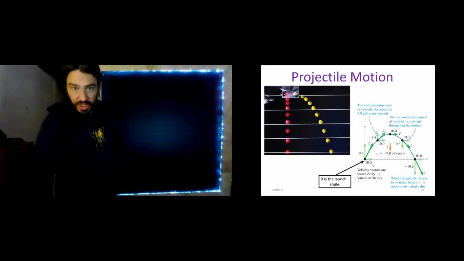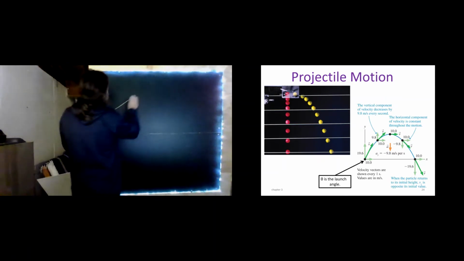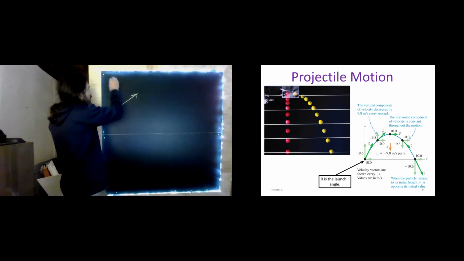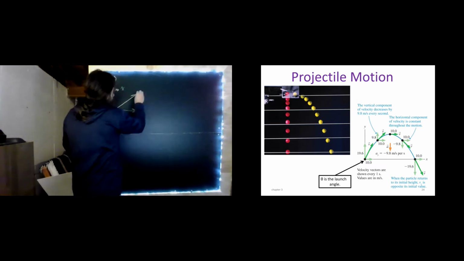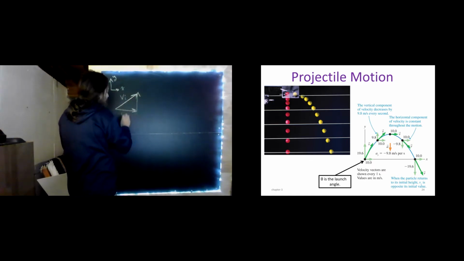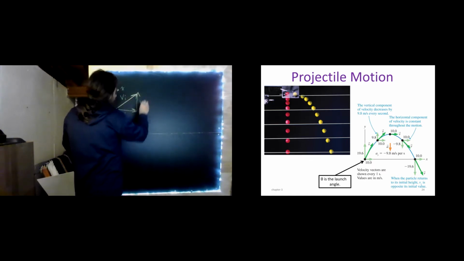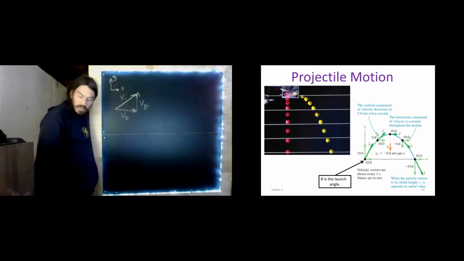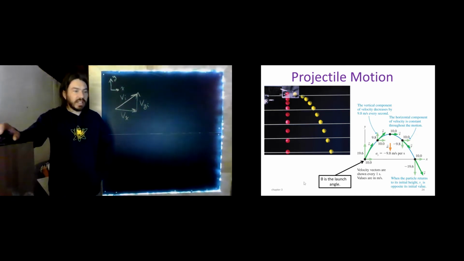And so it's been launched here, and we could draw the initial velocity like this. Right? And of course, if we're using a standard x and y coordinate system, then we can break this velocity into its components. If this is v initial, then this would be our v sub x, and this would be my v sub y initial.